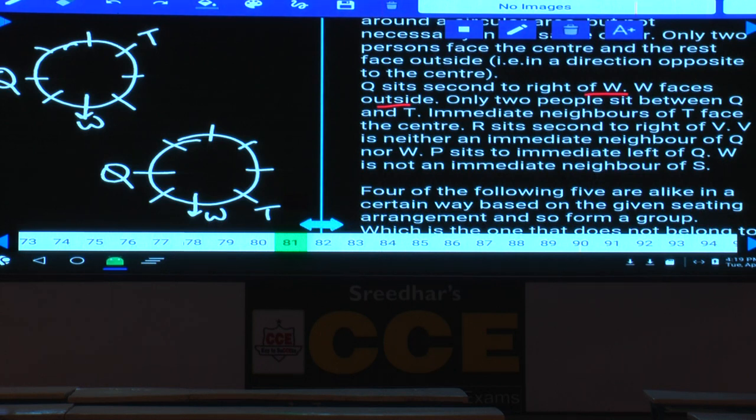Immediate neighbors of T facing the center. As immediate neighbors of T are facing the center, hence these 2 persons must be facing the center. The second case is completely ruled out. Why? Because immediate neighbor of T is W. W is facing away from the center, so the second case is ruled out. Then immediate neighbors of T face the center. And next one, R sits second to the right of V.